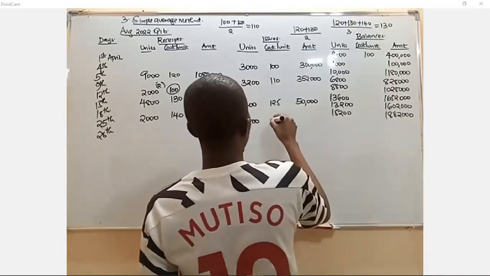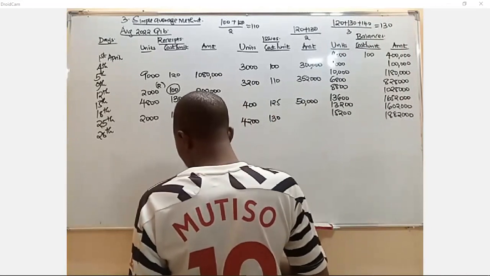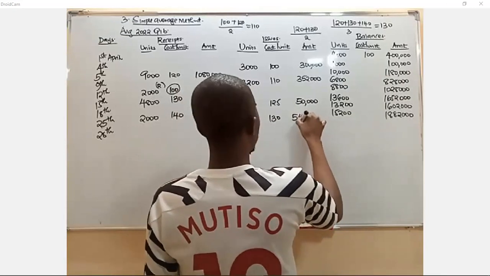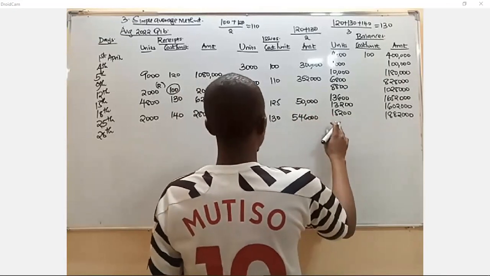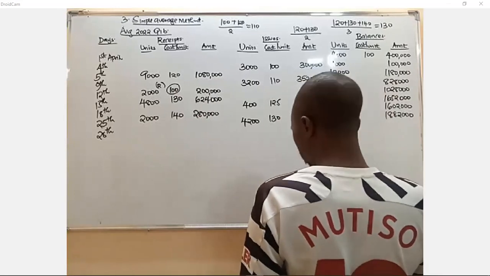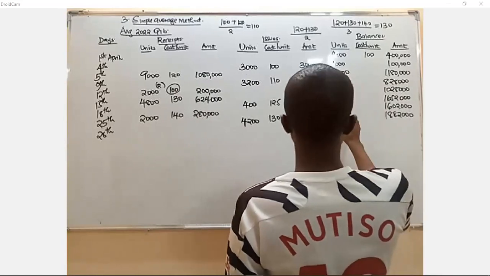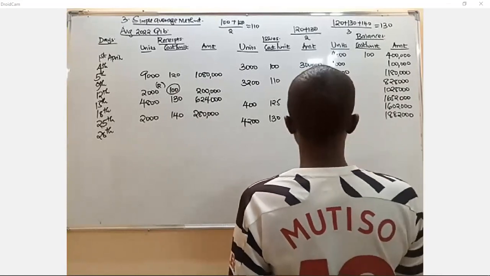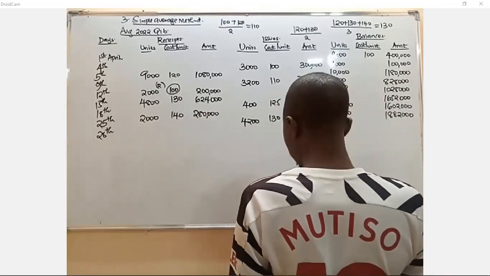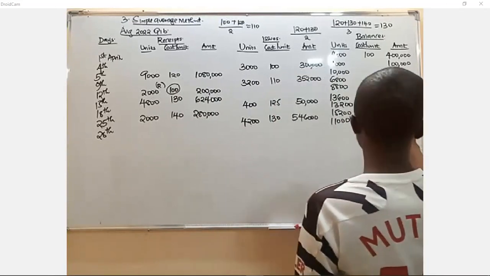So here it is 130. So 4200 by 130, getting 546,000. Subtract here. So it means 15,200 minus 4,200. We are getting 11,000 here. Then 1882,000, right? Minus 546,000. Getting 1336.